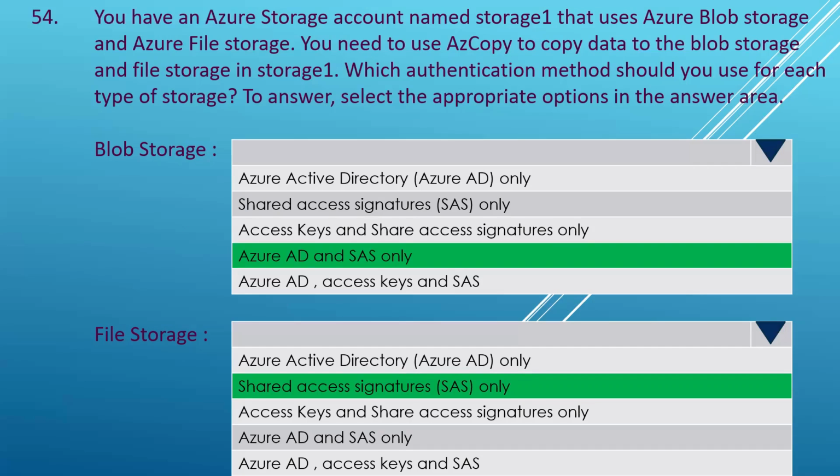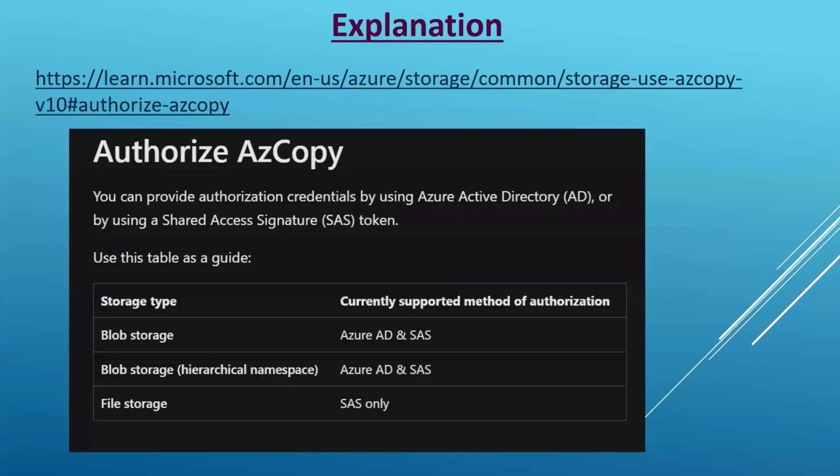Now let's look at the detailed explanation. As you can see, here is a screenshot from Microsoft to support the answer, where you can clearly see that when authorizing AzCopy, you can use Azure AD and SAS with blob storage, and SAS only authentication is supported for file storage. You can refer to the link on my screen now, which will provide you more details around how you authorize AzCopy, what authentication methods are available and how they can be configured.